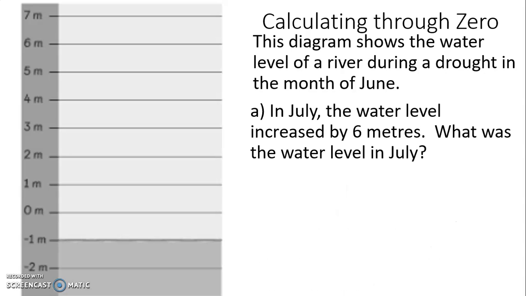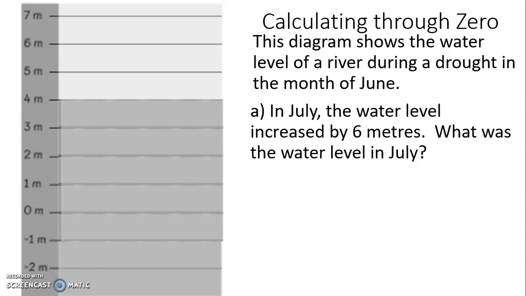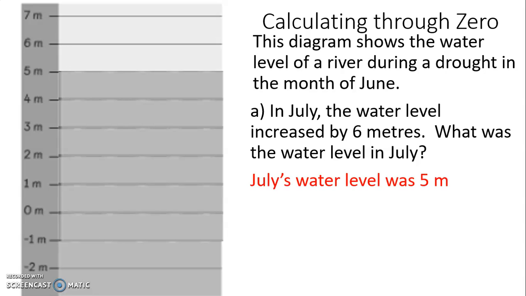Let's have a look at A ourselves. In July, the water level increased by 6 metres. What was the water level in July? So we're going to start at -1, and we're going to increase by 6. July's water level was 5 metres.